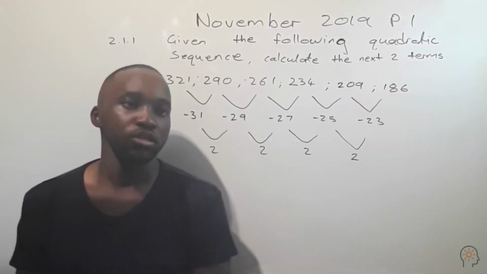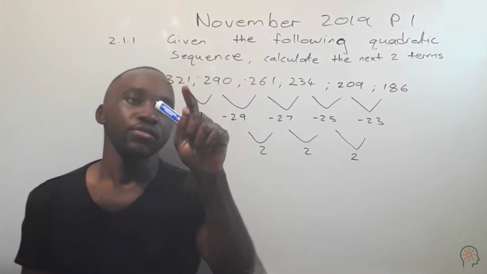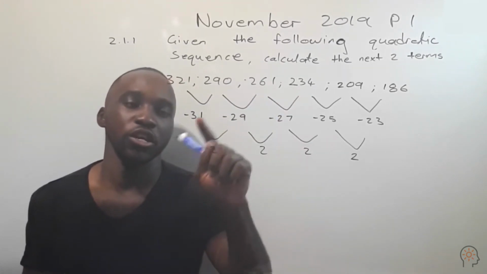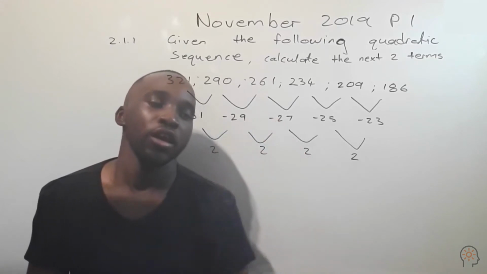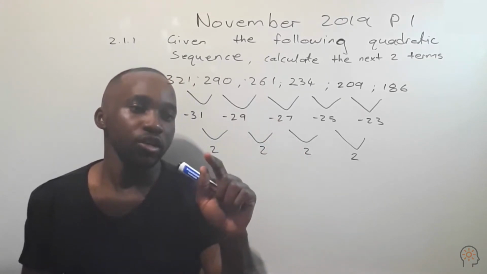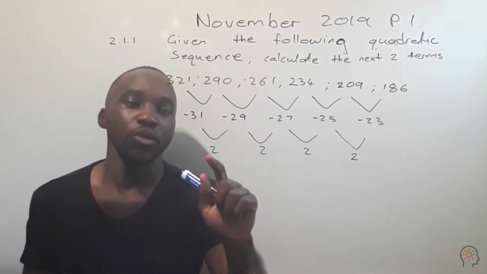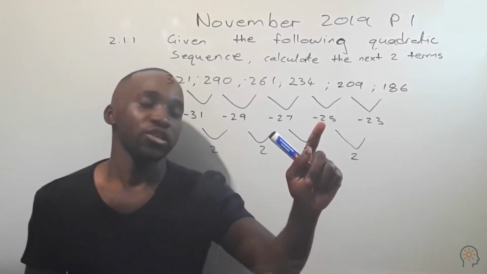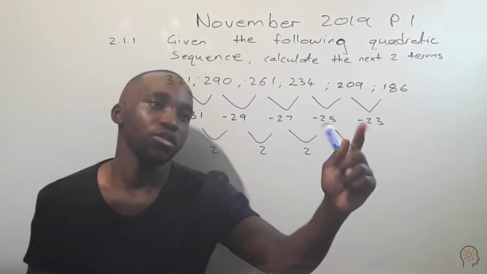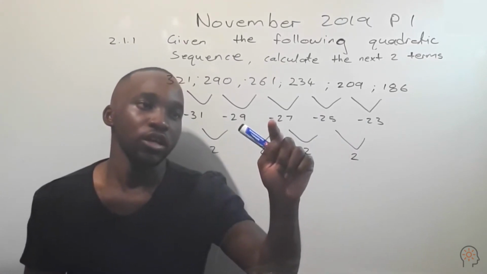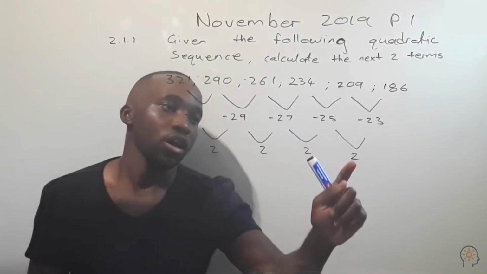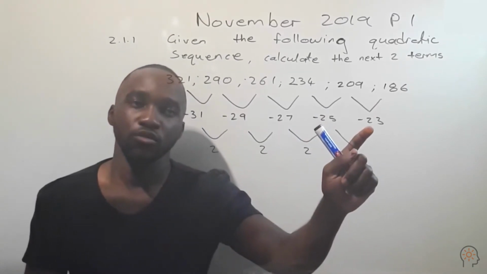So all we did was, we wanted to find the differences between our first four terms, right? Which was negative 31, negative 29, and negative 27. The second common difference was a 2. So all we did was continue that trend, so that we get negative 25 and negative 23. Because all we'll be doing is negative 27 plus 2 gives us negative 25, plus 2 gives us negative 23.